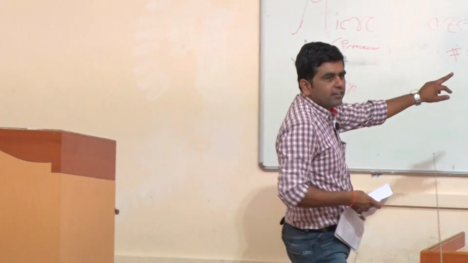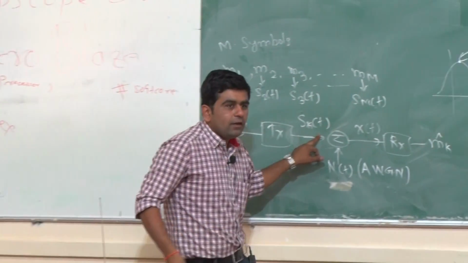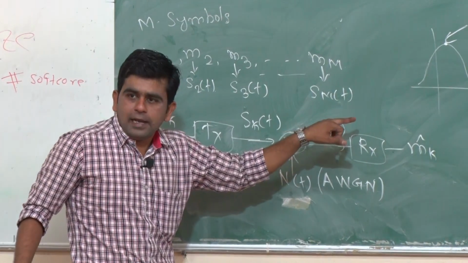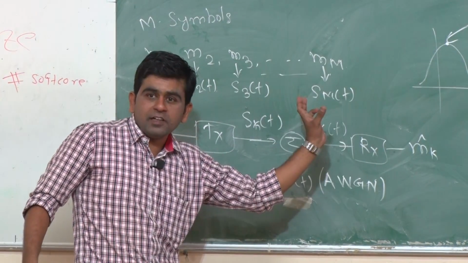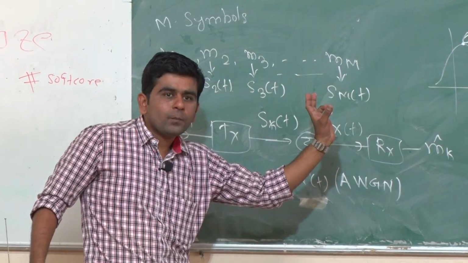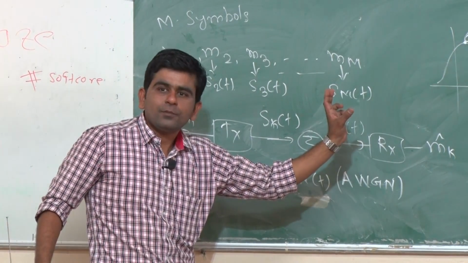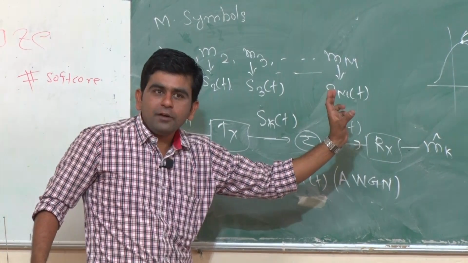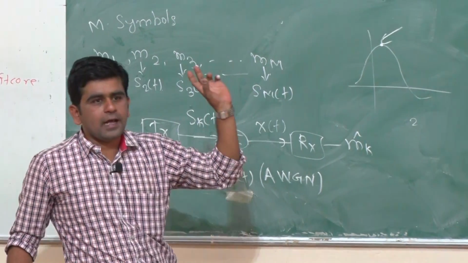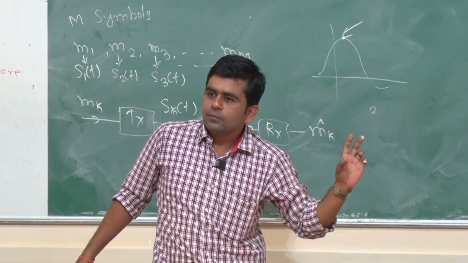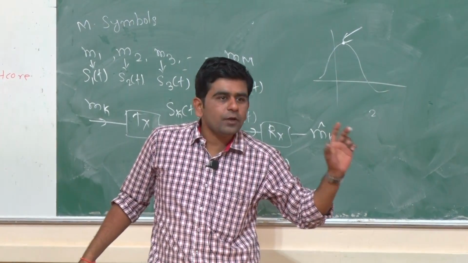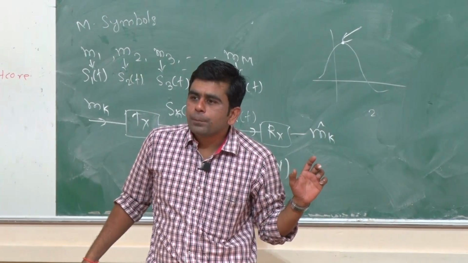First one is your desired signal Sk of t, where k is ranging from 1 to capital M. These are the deterministic finite signals. We can represent this signal in vector space analysis. To represent this signal, we require capital N basis functions. This N is less than or equal to capital M.